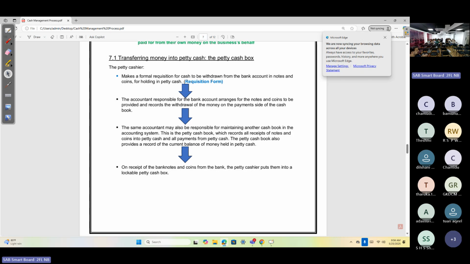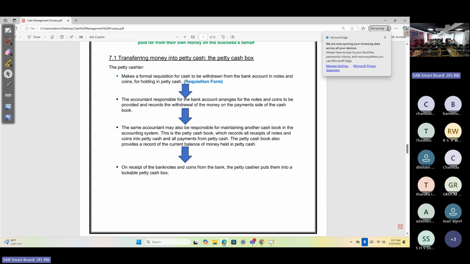Sorry, it's like this, don't get confused here. Payment side of the cash book means at the time of withdrawal: cash in hand debit, bank account credit. So this is the entry I have given in the third step: petty cash book debit, cash book credit.